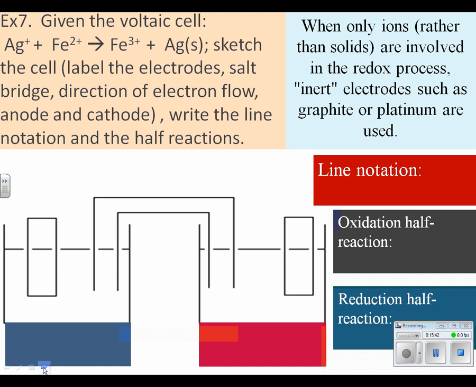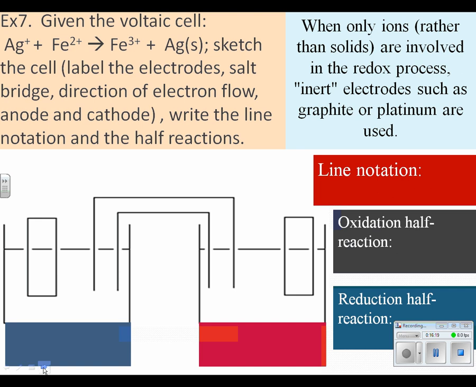So if we're given the voltaic cell, this is example 7. Okay, before we do example 7, let's talk for a minute. When only ions rather than a solid are involved in a redox process, inert electrodes such as graphite or platinum are going to end up being used. We actually can pick which one's used, but most of the time we're going to pick platinum, just because it's an easier metal to deal with. Graphite's kind of really soft.